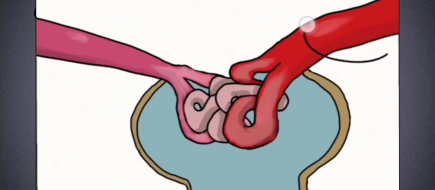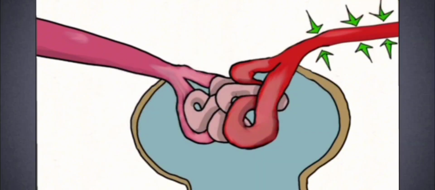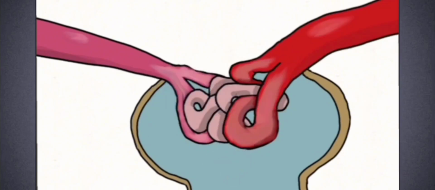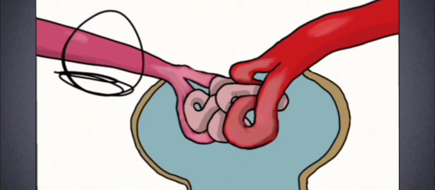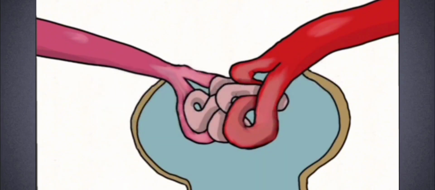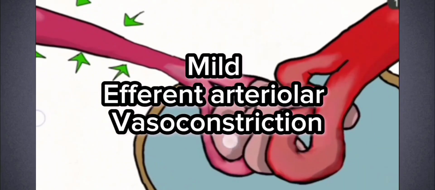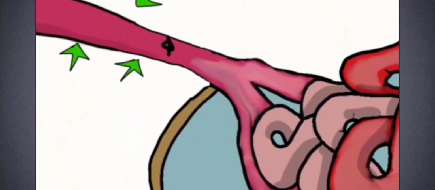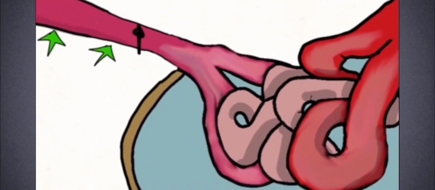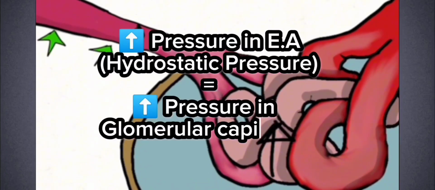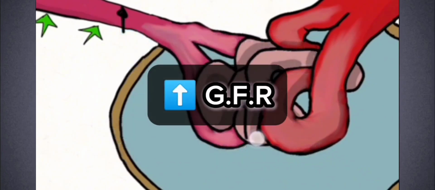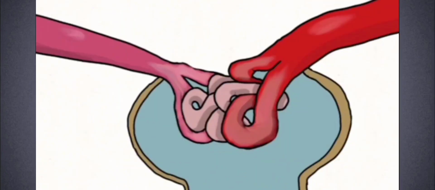Another factor is afferent arteriolar constriction. When this vessel constricts, less blood enters the glomerulus, which reduces glomerular hydrostatic pressure and GFR drops. Now let's talk about efferent arteriolar constriction. This one has two phases. In the mild stage, efferent arteriolar constriction increases the glomerular pressure, which in turn raises hydrostatic pressure and thus increases the GFR. But in the severe stage, things flip.